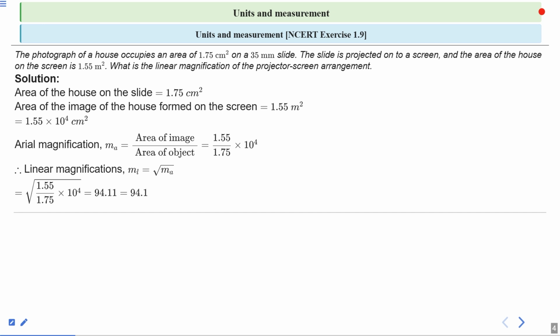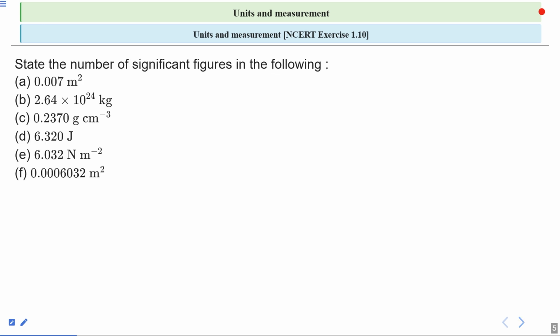Okay, so let's go to the next question. This is a very interesting question. State the number of significant figures in the following. There are A, B, C, D, 6 numbers given, and we are asked how many significant figures each number has.